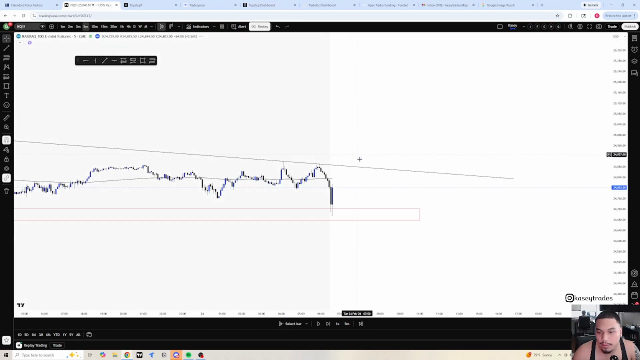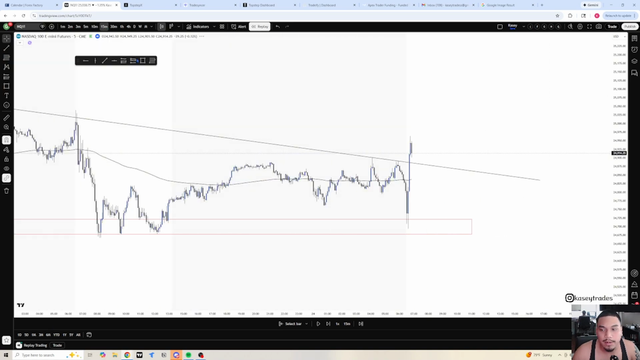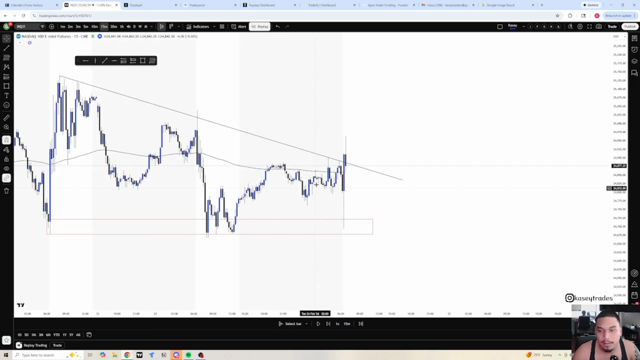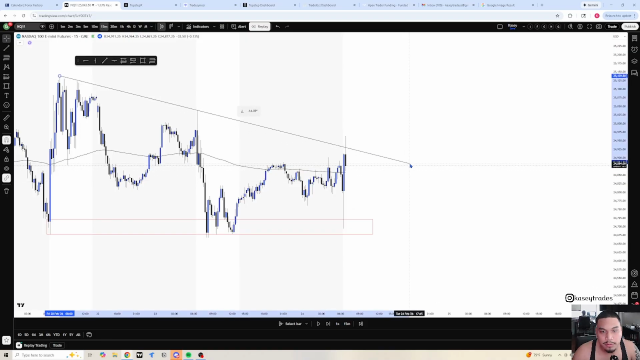Let's see. So now we can see that looking at the 15-minute, we had 1, 2, 3, 4, 5 rejections of the support right here. We have a breakout of this trend line. And now that it broke past, I would honestly just move my top trend line to line up with this one.